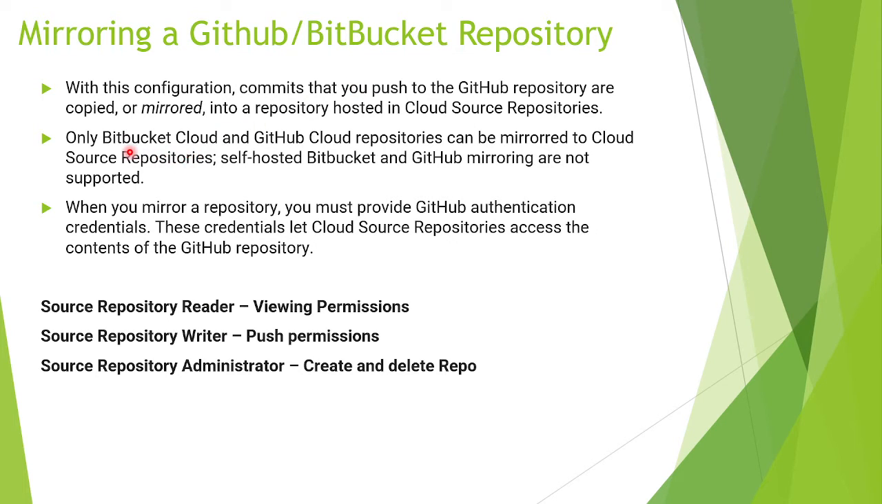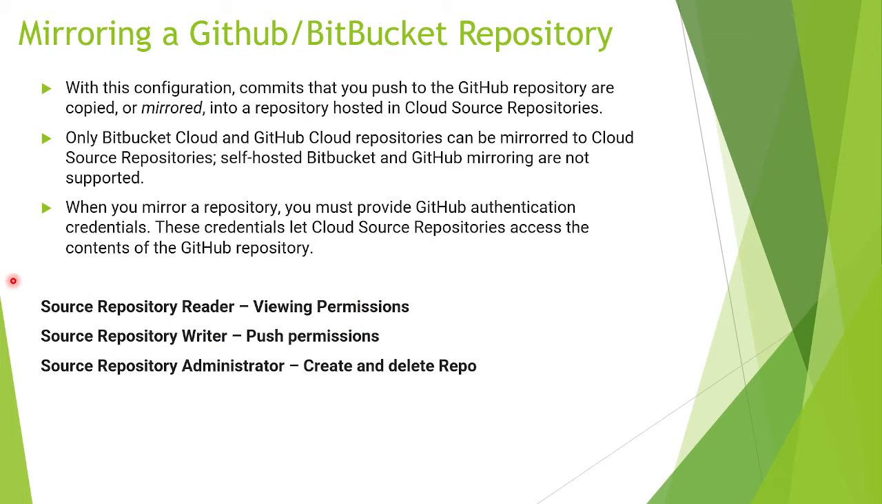As of now, Bitbucket Cloud and GitHub Cloud repositories can be mirrored, but self-hosted Bitbucket and GitHub cannot be supported. When we try to mirror a repository, we first have to give authentication credentials like your username and password. Once you log in to your GitHub account, you provide permission to Google Cloud to access it. We can then select which repositories we want to use. If you have multiple repositories in GitHub, you can choose the specific repository you want to use.